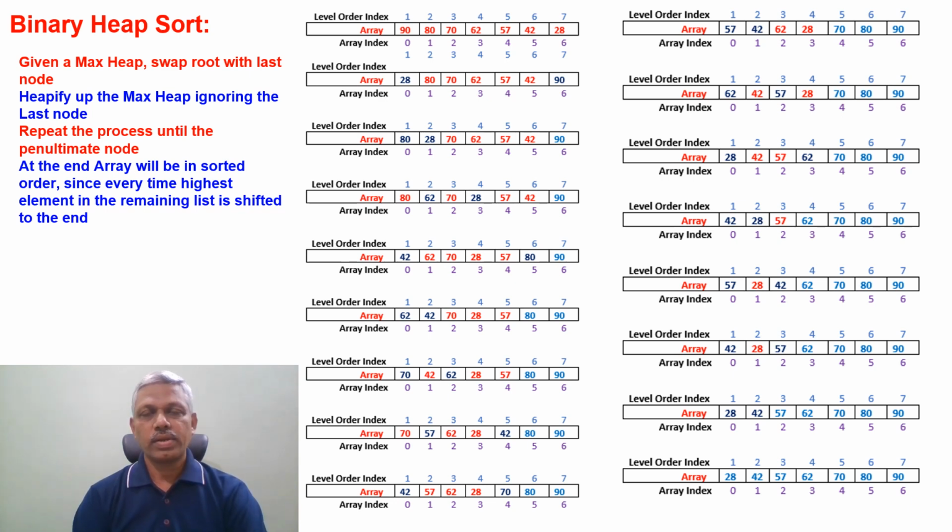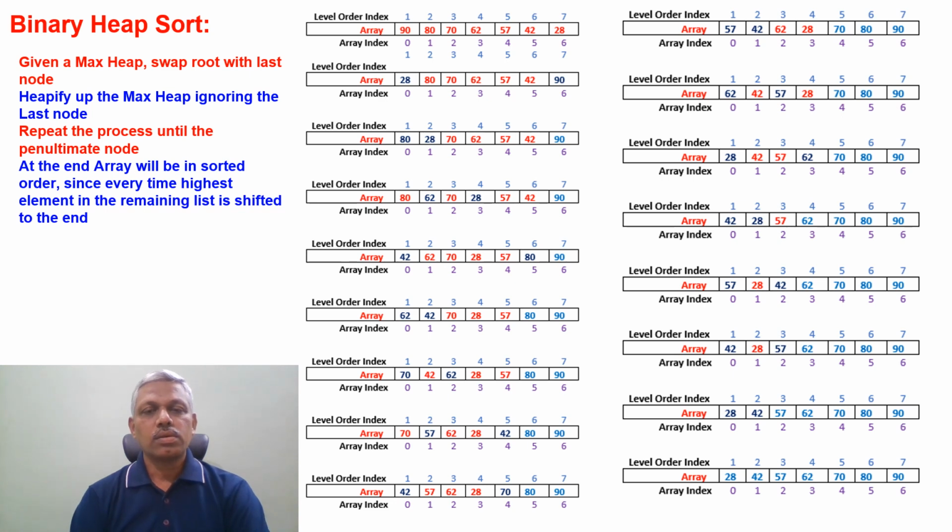After swapping, 28 is at the root and 28 is not the max. So obviously we need to check with the children. 80 is a child of 28, so obviously we have to swap them, swap 28 and 80. And after swapping, 80 is the root node, 28 and 70 are the children of 80, so they are satisfied. But 62 and 57 are the children of 28. Again, we need to swap 28 and 62. So for 62, 28 and 57 are the children, and for 70, 57 and 42 are the children. So at this point of time, heap condition is satisfied.